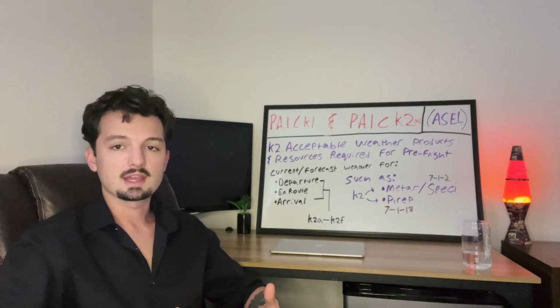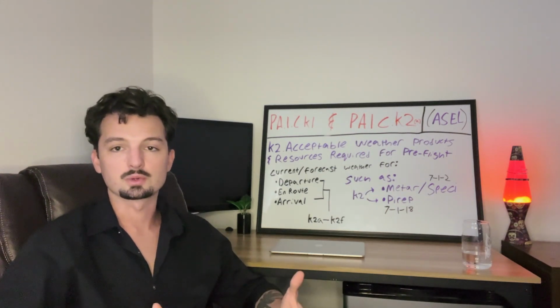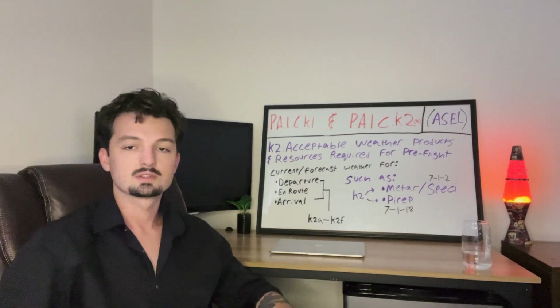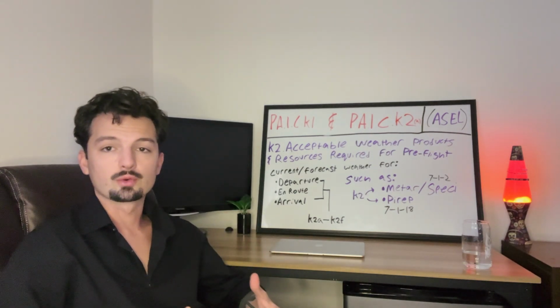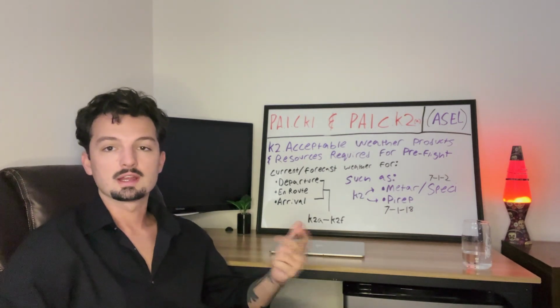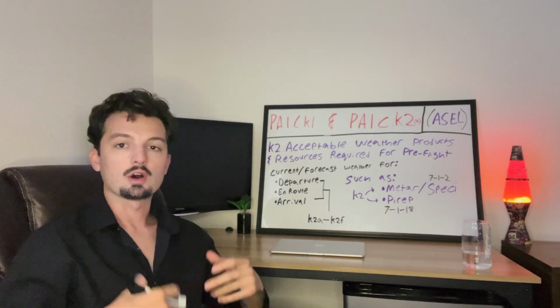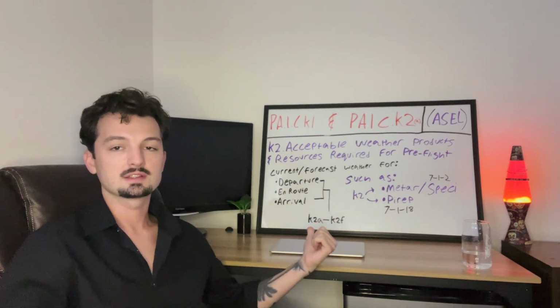So starting with K2, this section is our acceptable weather products and resources required for our pre-flight planning. So basically these are the different tools we're gonna use. And so we're gonna need tools for both current and forecast weather for our departure, en route, and arrival phases of flight. All the ones they want you to know in the ACS are in K2a through K2f.